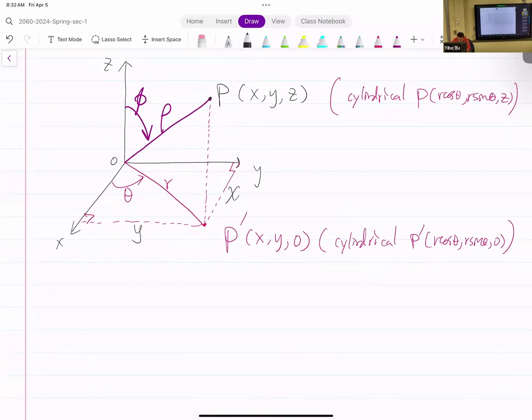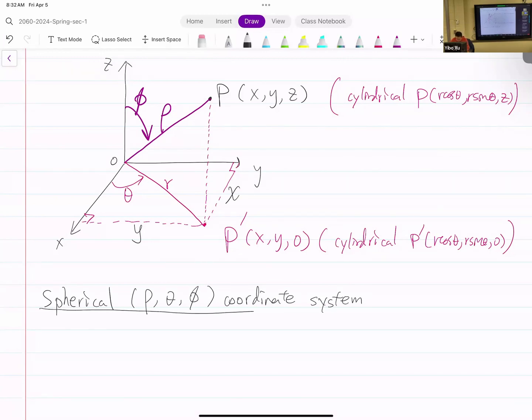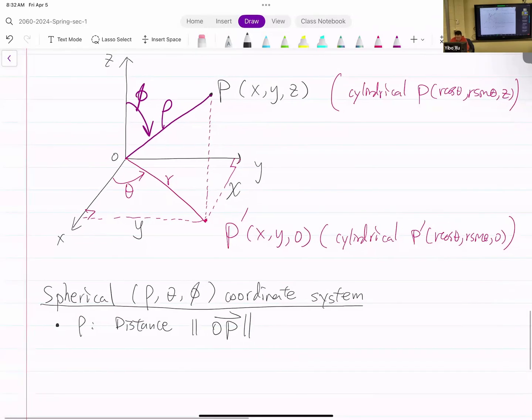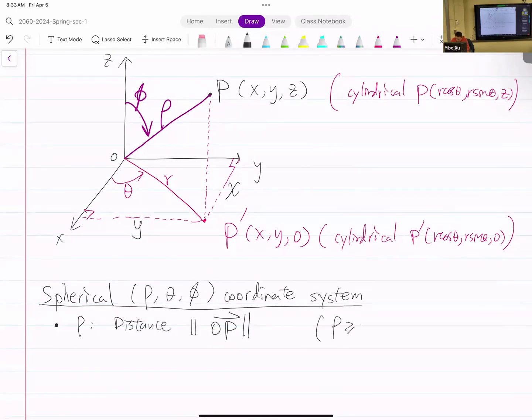So let's write things down. Spherical rho theta phi coordinate system. So firstly, we decide what rho is. Rho is the distance, which is the magnitude of the vector OP. Okay, so this is definitely always non-negative.